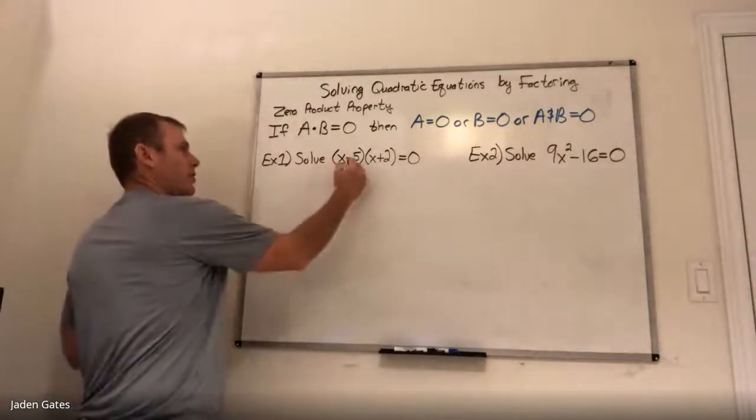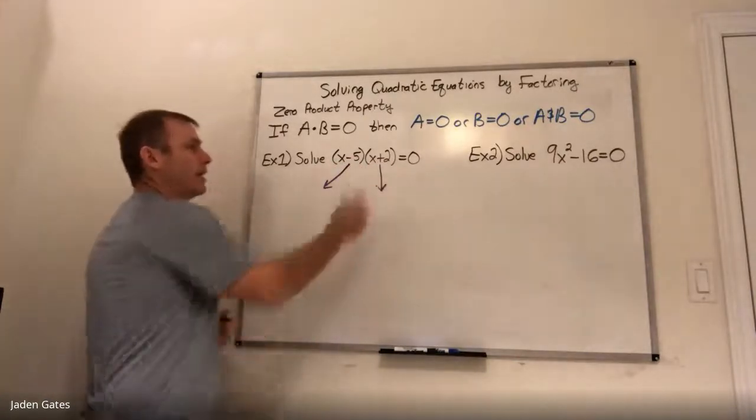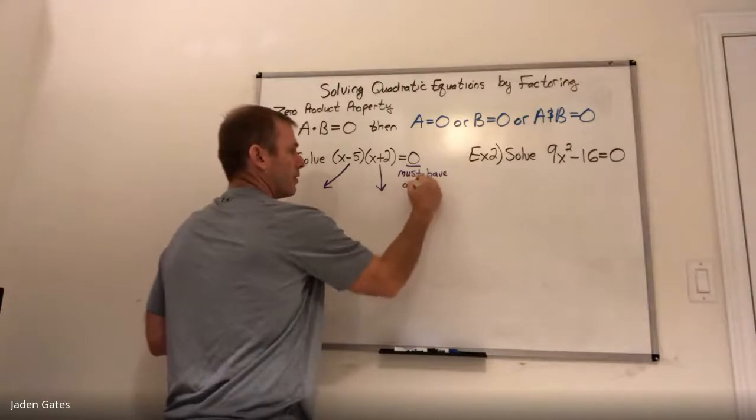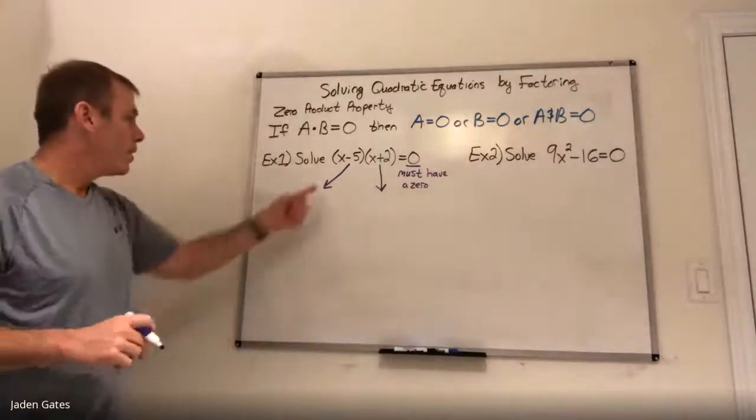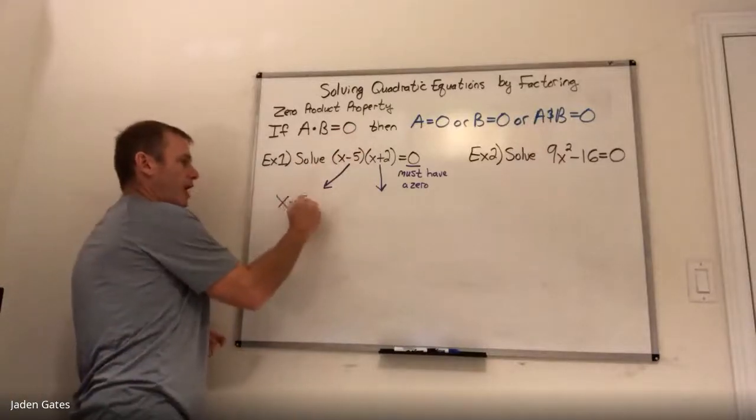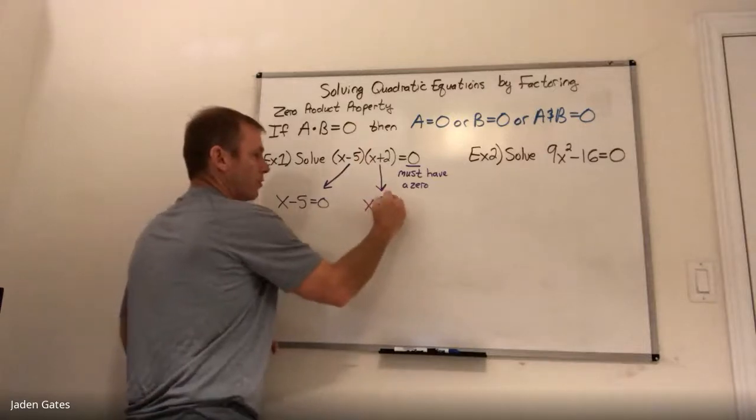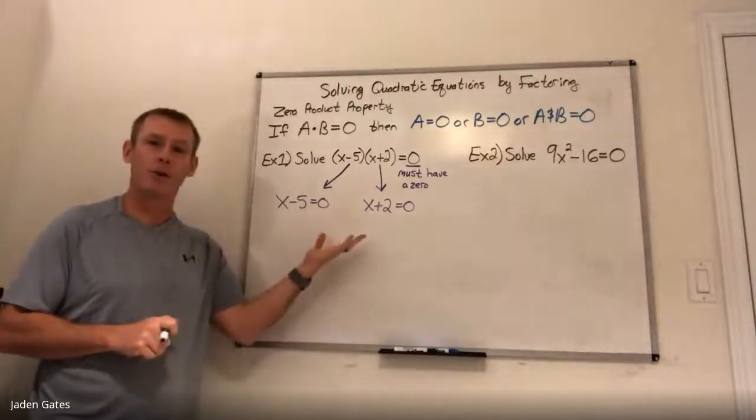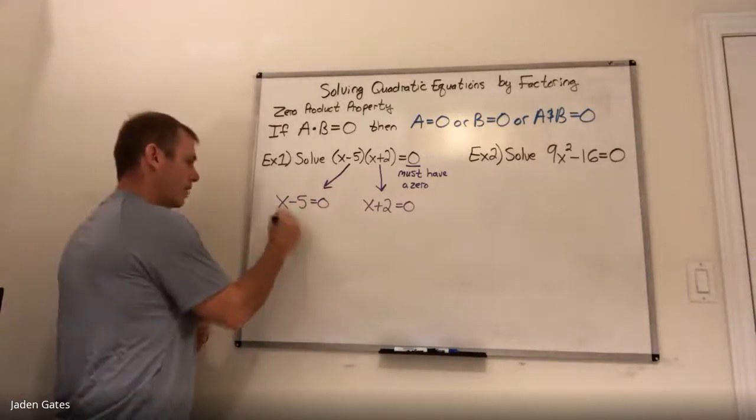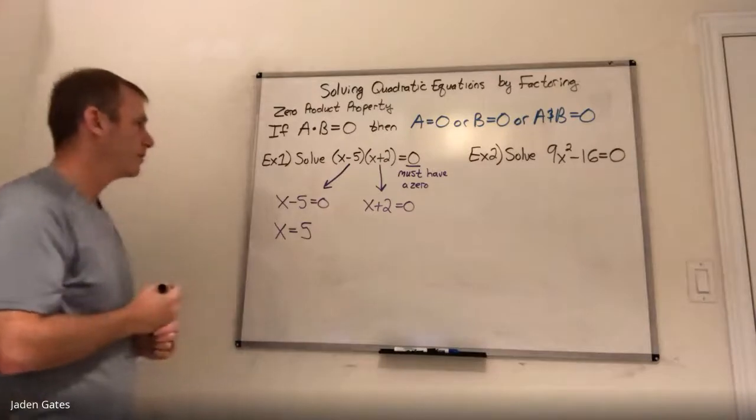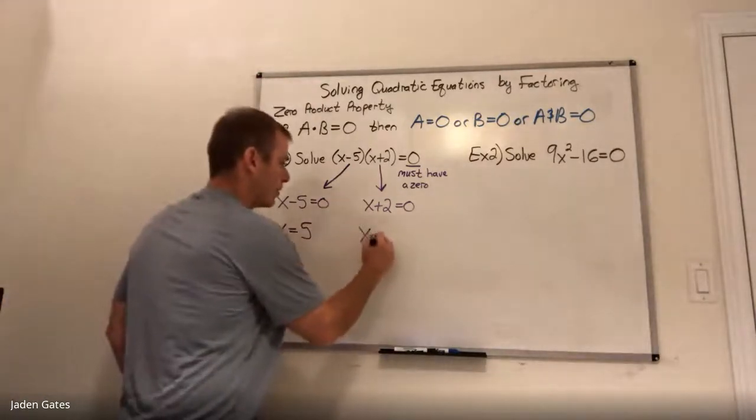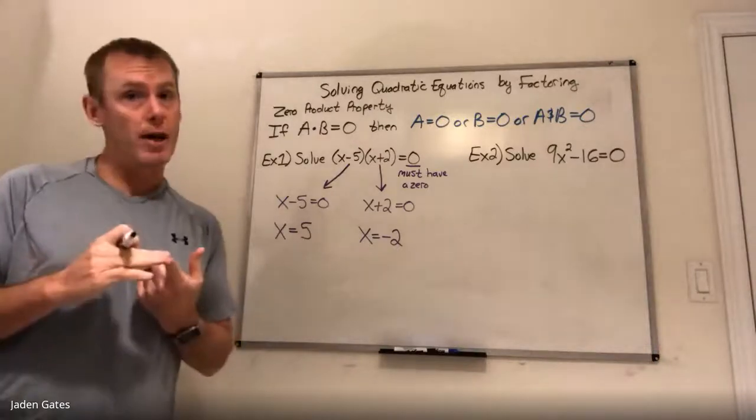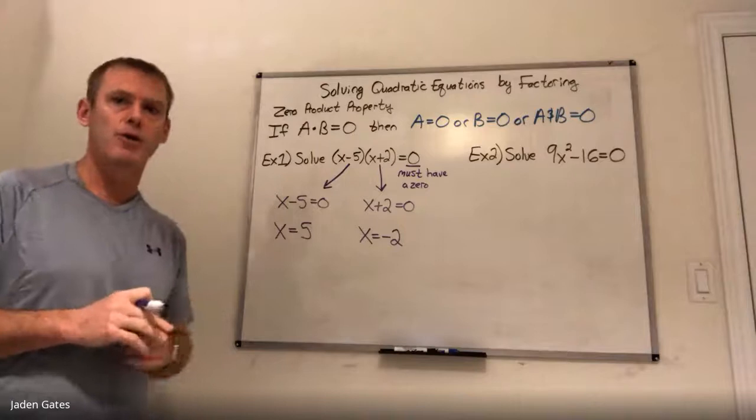Here's the next step: we take the zero product property and say, if it's equal to 0, and that's key here, you must have a 0 here, then maybe A is equal to 0, so x minus 5 is equal to 0. Or maybe B is equal to 0. Or maybe they're both equal to 0. All the zero product property is doing is giving us two equations, and I solve both. If I bring the negative 5 over to the other side, I get a positive 5. Bring the 2 over, I get a negative 2. And there are my two answers. With a quadratic equation you can get two answers, one answer, or no answers, but most of the time you get two.